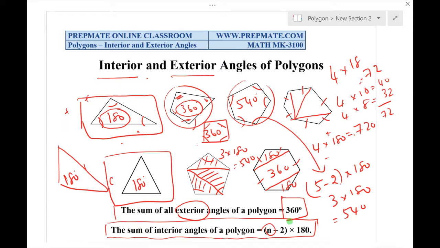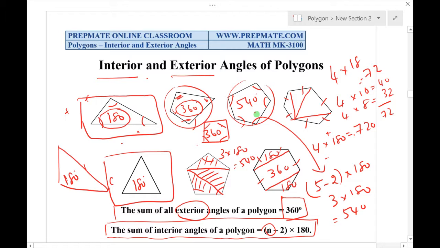Okay, and the sum of the interior angles of the same type of polygon is always n minus 2 times 180. That means that they all have a constant value. For example, like a triangle, the sum of the interior angles is 180. For a quadrilateral, it's 360, and for a pentagon, it's 540.